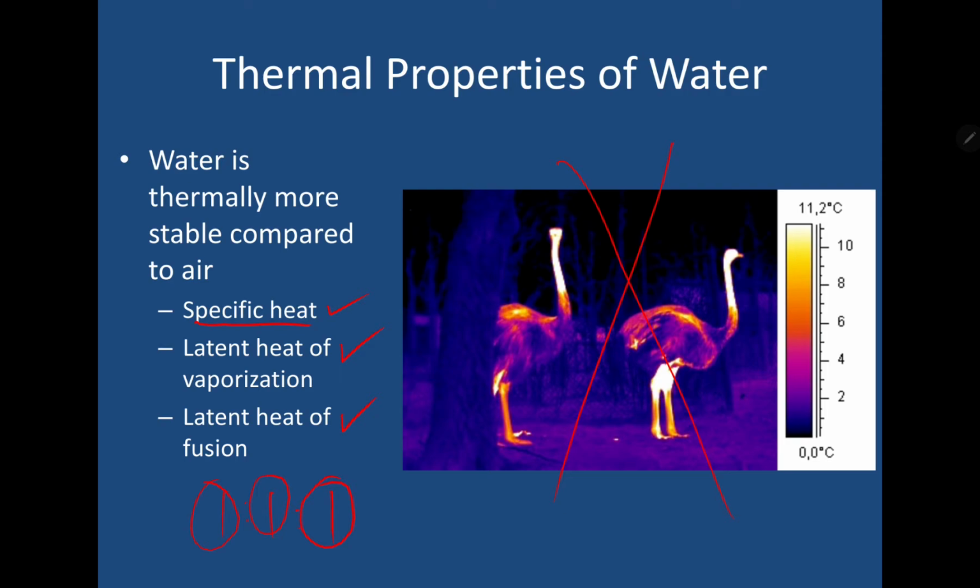Next, let's discuss the latent heat of vaporization. The latent heat of vaporization refers to the heat absorbed by a substance when it evaporates. For example, when water evaporates, it absorbs heat from its surroundings, which then cools down the surroundings. So this means that water has a good latent heat of vaporization value that allows environments to be more stable, precisely because it absorbs heat from its environment when it evaporates.